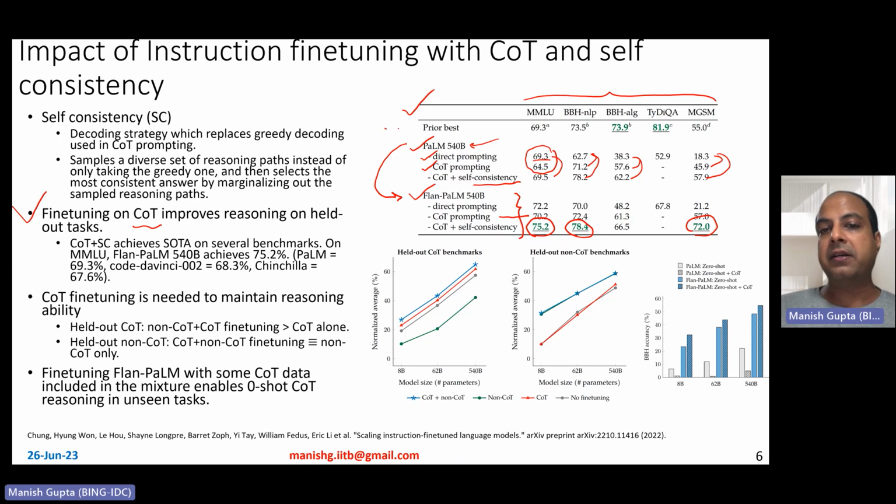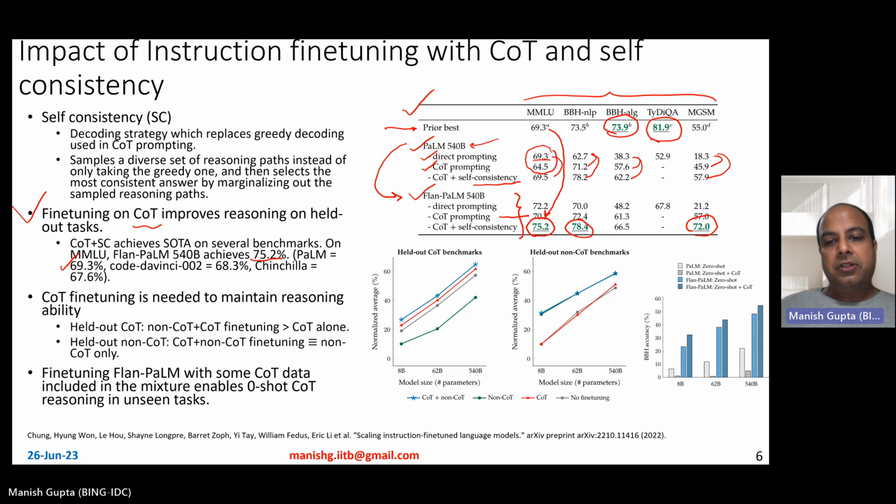I mean, there are some prior state-of-the-art models for these two benchmark data sets which give the best results, but still it helps significantly. So on the very strong and difficult MMLU benchmark, it could actually move the accuracy to 75.2, while PaLM could only achieve 69.3 and Code DaVinci 002 could only achieve 68.3 and so on.